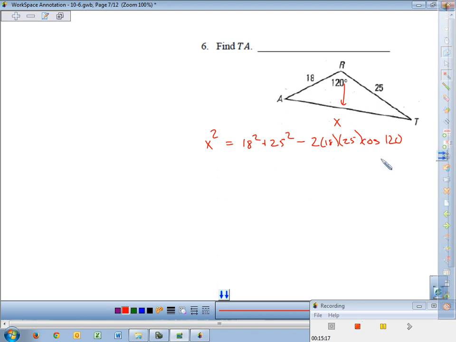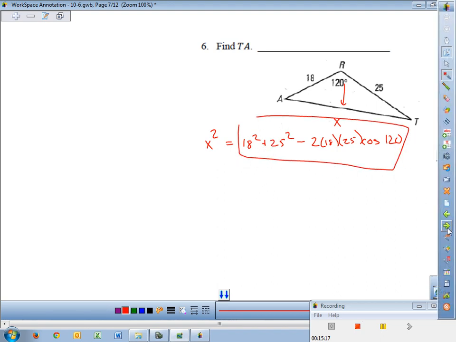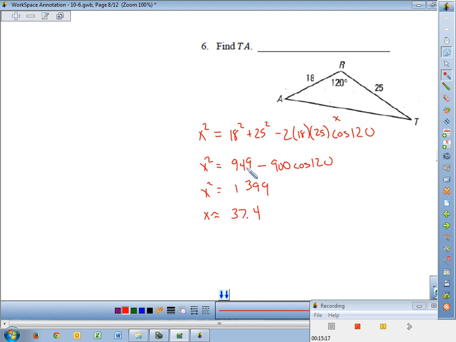And then to punch all this in, we'll punch all this junk first. We'll clean it up a little bit though, and I'll clean it up to be 949 minus 900 cosine of 120. And then this came out to be like 1399 perfectly, which is interesting, 120 must be a special number. And then you square root that, and x is about 37.4. Since they said round to the nearest tenth, we'll put about 37.4.